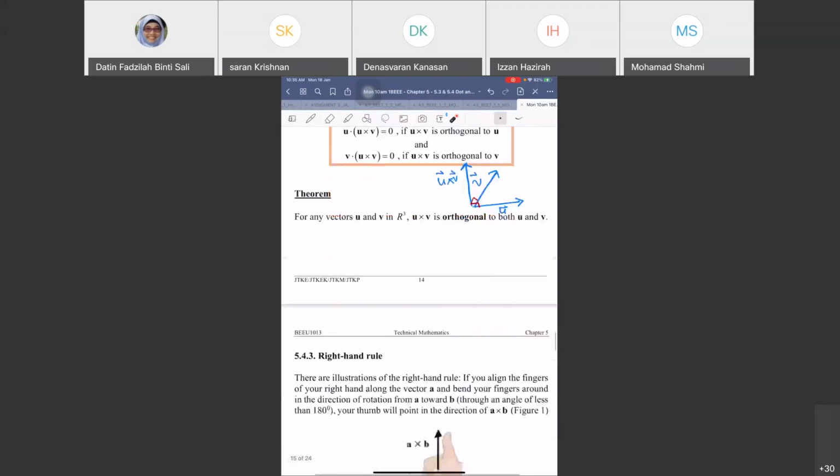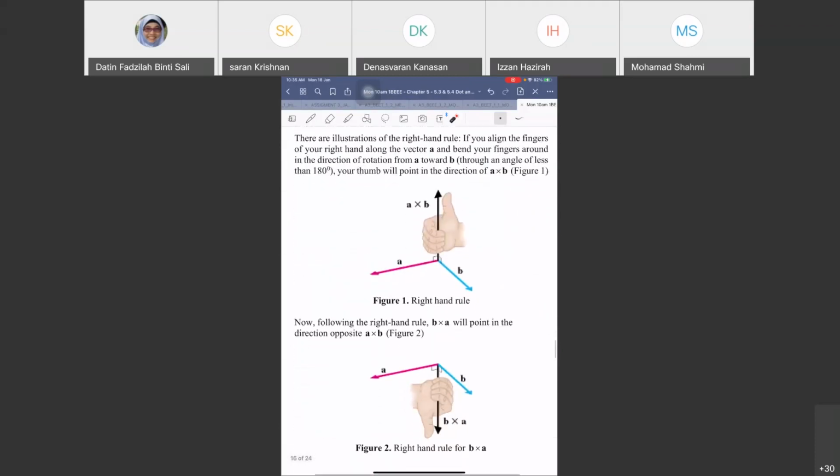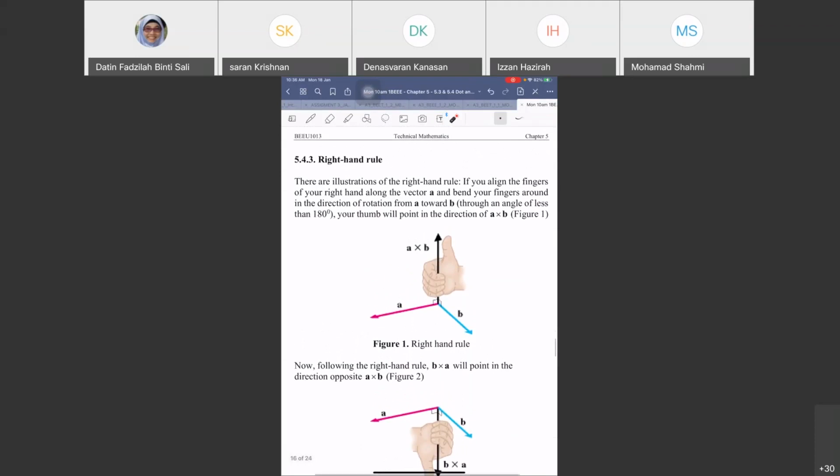This is the diagram of what they call the right hand rule. In this case, this is vector A and this is vector B, similar to U and V just now. Using the right hand rule, you put your hand on vector A, and when you say A cross B, you curl your fingers from A to B, and your thumb is pointing upward in the direction of the cross product A cross B.